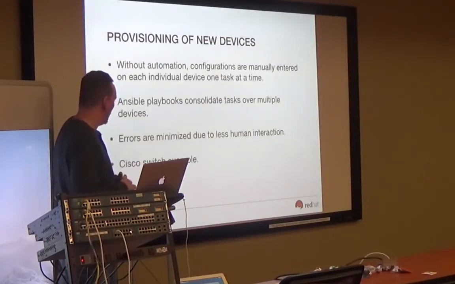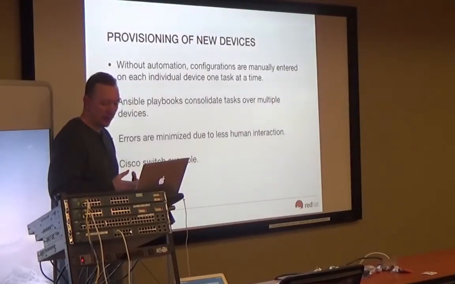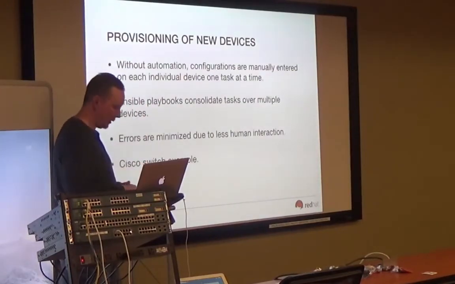So errors can be minimized. And I'm actually going to give you guys an example. I wrote an Ansible role that's on GitHub, and we're going to execute that on these 4 switches, and it's going to put a large base config on there.